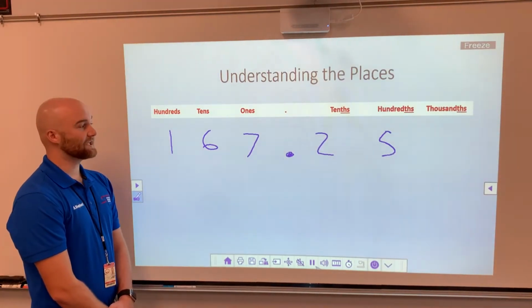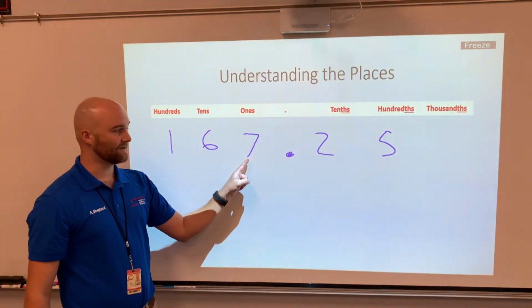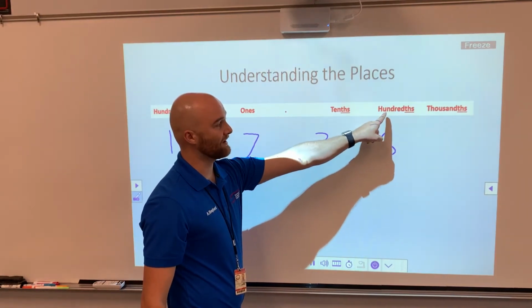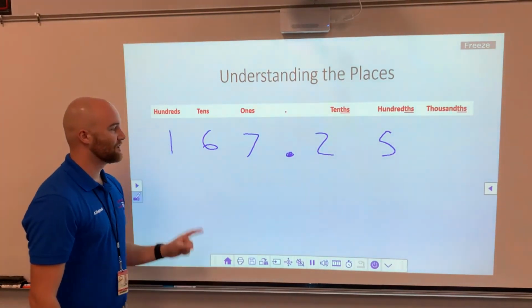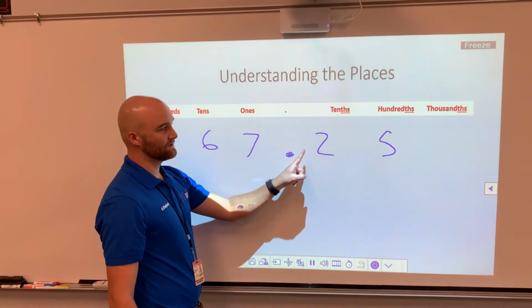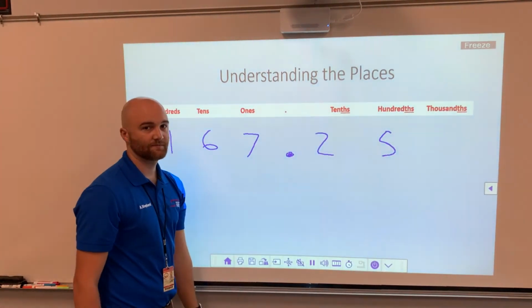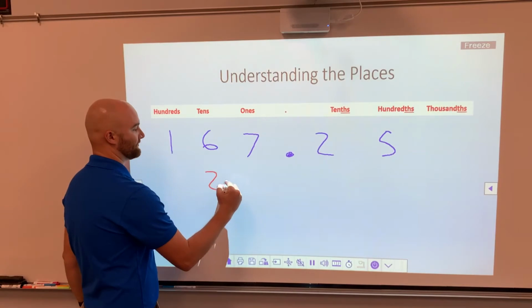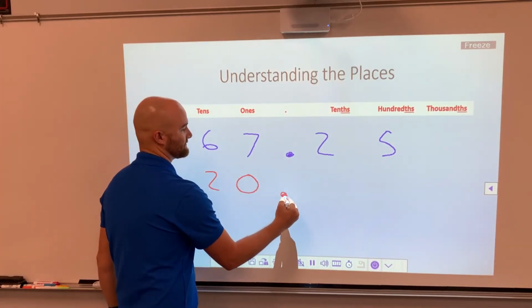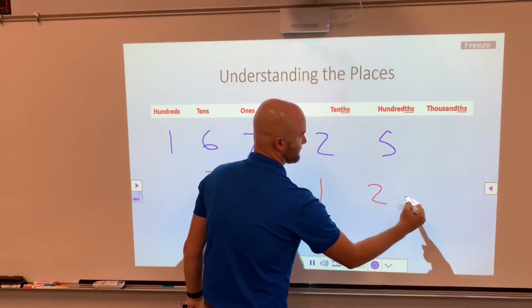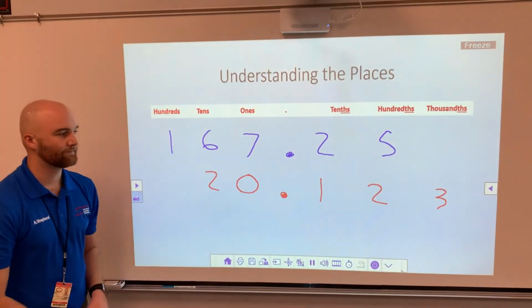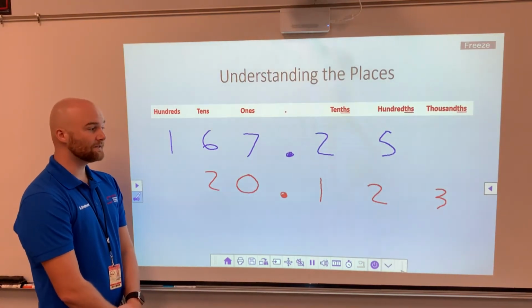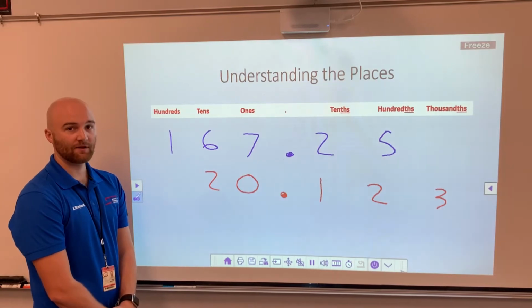For me, I would say this is 167 and 25. Then I look up to see where I'm at, hundredths, because I'm in the hundredths place. 167 and 25 hundredths. Let's try another one, okay? Let's say I have 20 decimal 123. What's the real name of that number? Pause the video and see if you can figure it out.